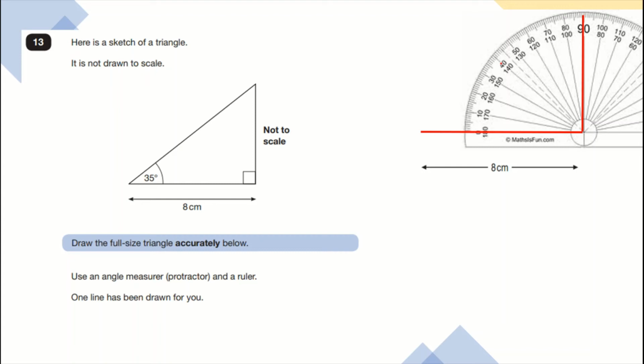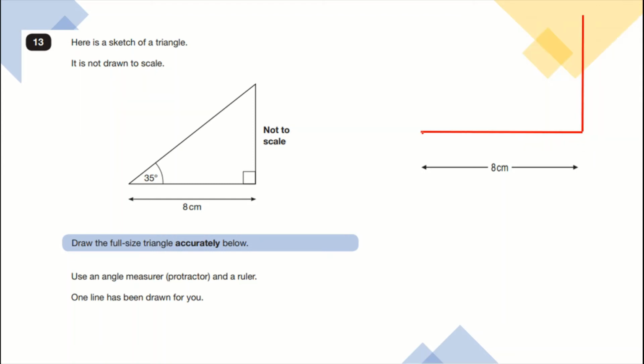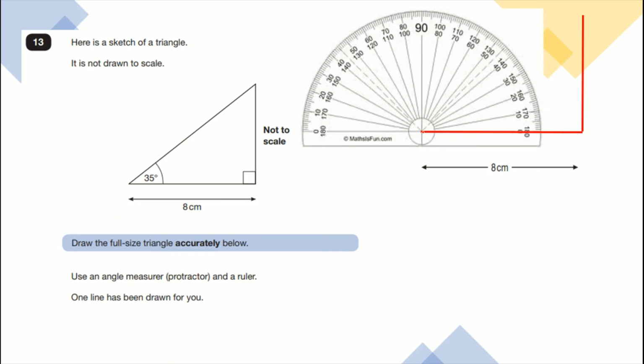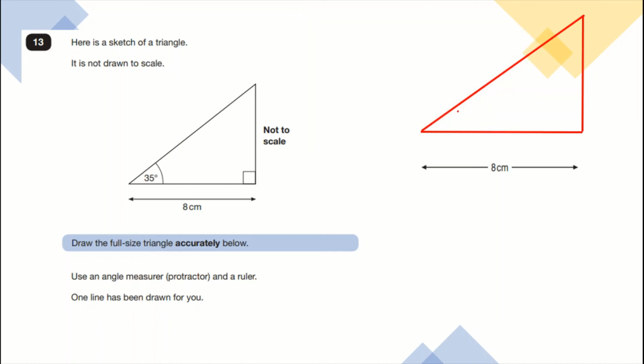Now we're going to move our protractor to this point here, and we're going to draw in 35 degrees. Again, matching the points up. So 35 degrees would be here, and we're going to draw a straight line that goes through this point here and connects to the other line that we've drawn before. So, like that. Now we're going to annotate it. So, we're going to label 35 degrees here, and we're going to label our right angle. And this would be our triangle.